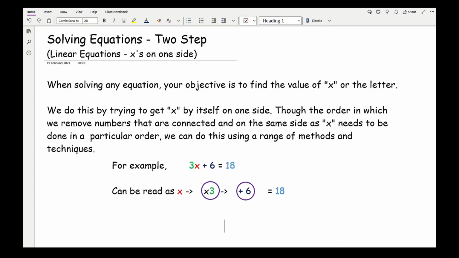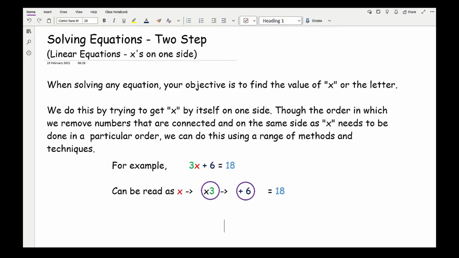Now, the order in which we remove the numbers that are connected and on the same side as x needs to be done in a particular order, but we can use a range of different methods and techniques to complete this task. That is what I'm going to go through before we go on to some questions. You've really got to decide which method is going to be good for you, and I'll identify which ones will most likely get you full marks in an exam and which ones will just give you the right answer.